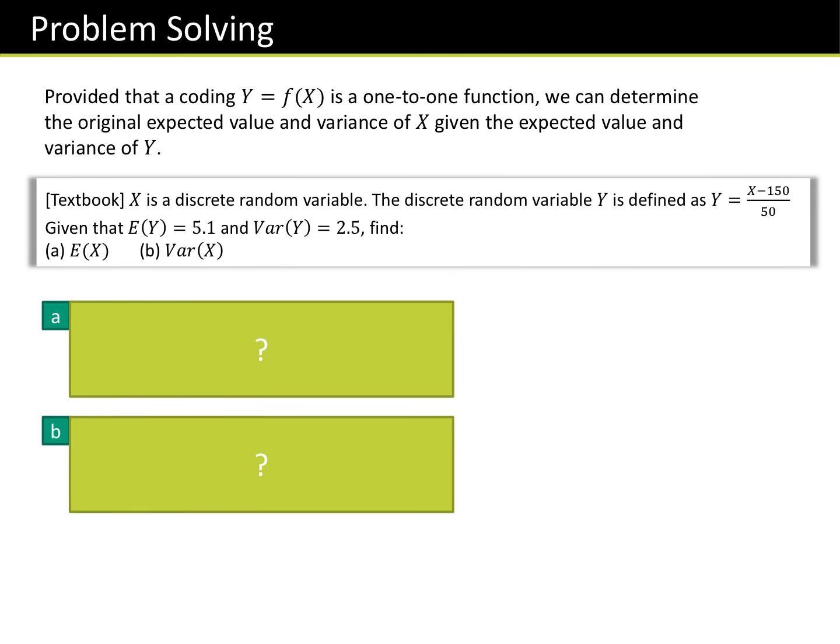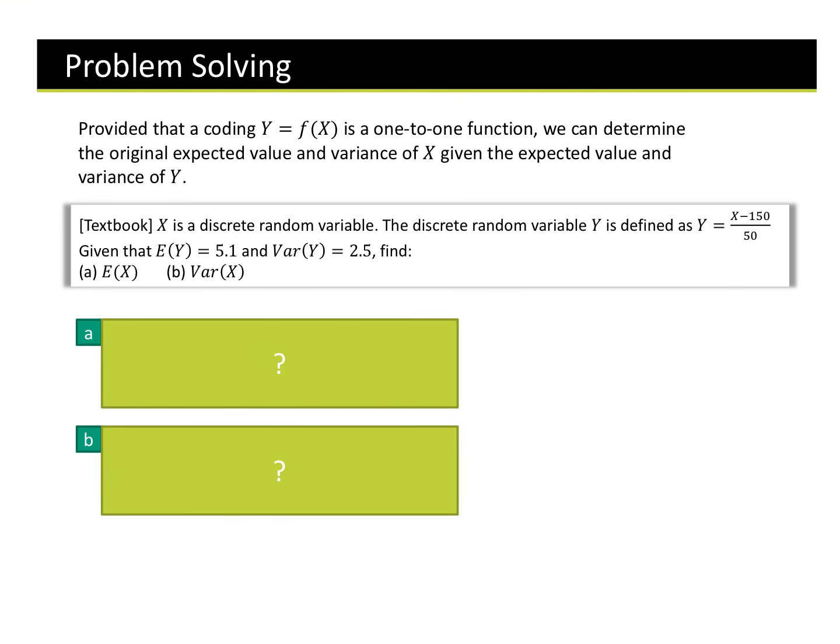So, problem solving. Provided that a coding y equals f of x is a one-to-one function, we can determine the original expected value and variance given the expected value and variance, okay? So, we know that x is a discrete random variable. The discrete random variable y is defined as follows. Y equals x minus 150 divided by 50. It's given that the expected value of y is 5.1 and the variance of y is 2.5. We need to find the expected value of x.